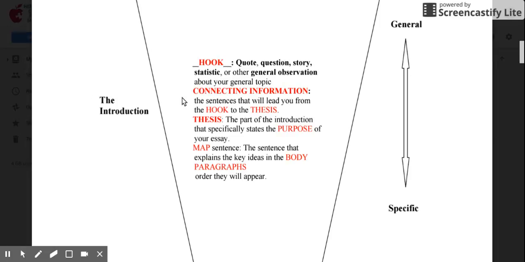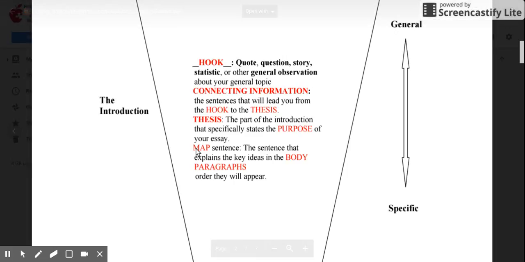Next, you have to connect information from the hook to the thesis. These are just sentences that will lead you from the hook to your thesis. The thesis is the part of the introduction that specifically states the purpose of your essay. It is the most important sentence in your essay. It should be like the central idea of your essay.